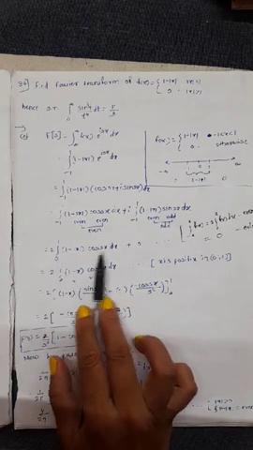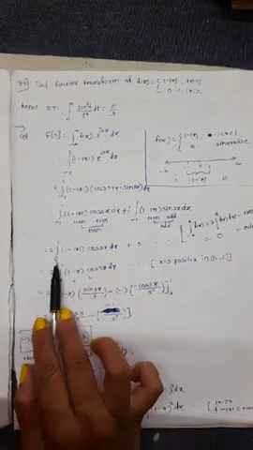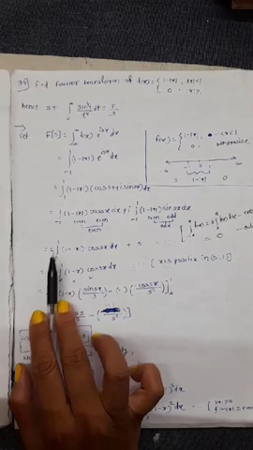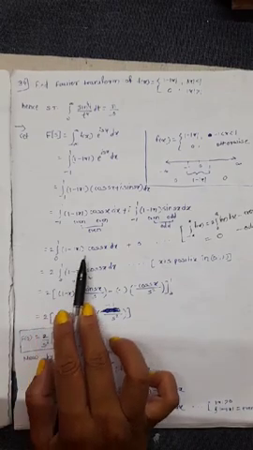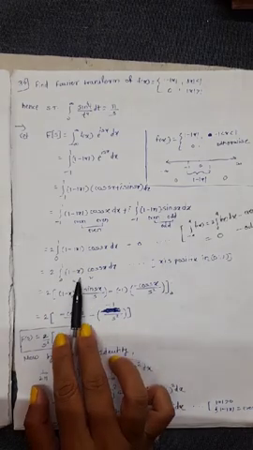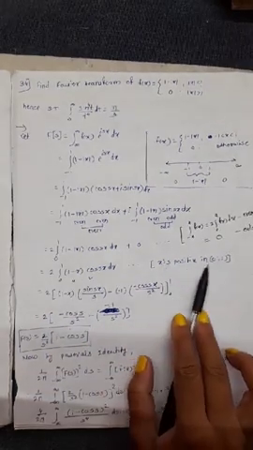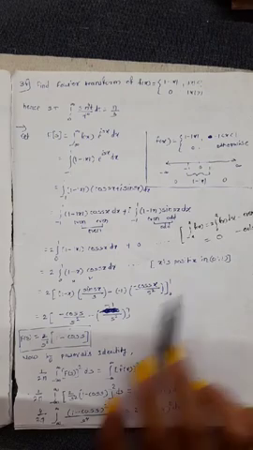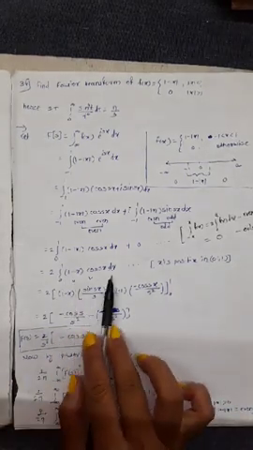Okay, now the next step is to remove this mod x. The integration is with respect to x, and the limits are 0 to 1. In 0 to 1, x is obviously positive, all numbers are positive, so mod x becomes x only, because x is positive in the interval 0 to 1. Okay, now this integration is very easy.